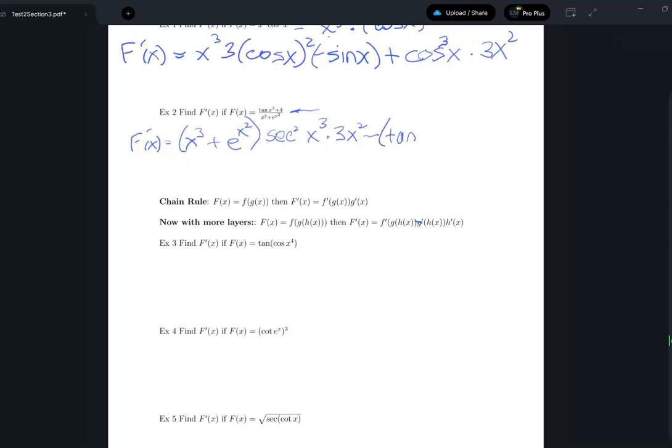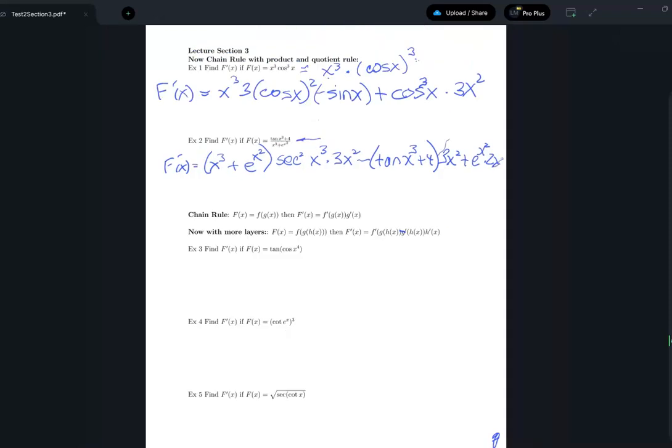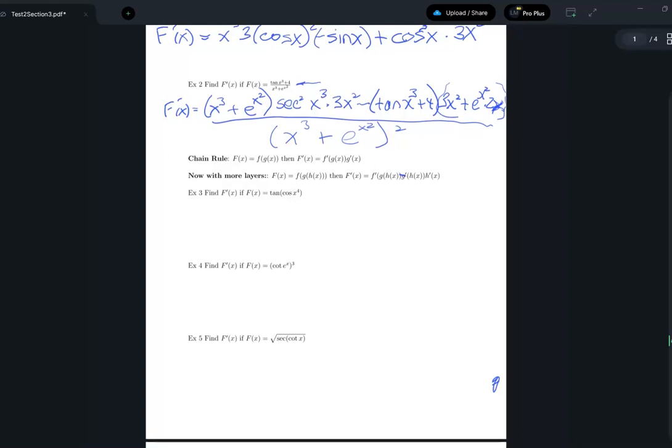Minus high, just carrying all of this along, d low. So the derivative of x cubed is 3x squared, and then taking the derivative of e to the x squared, the derivative of e to the stuff is e to the stuff times the derivative of stuff, and this does need parentheses. All right, there's the parentheses, there's the 2x. All over, don't forget that, x cubed plus e to the x squared, all squared, and never ever multiply the denominator out, correct?